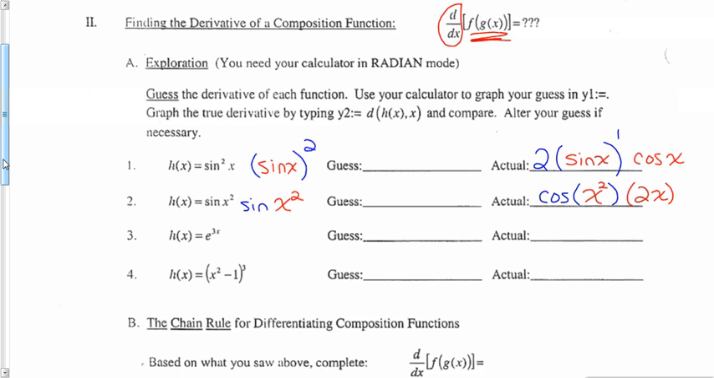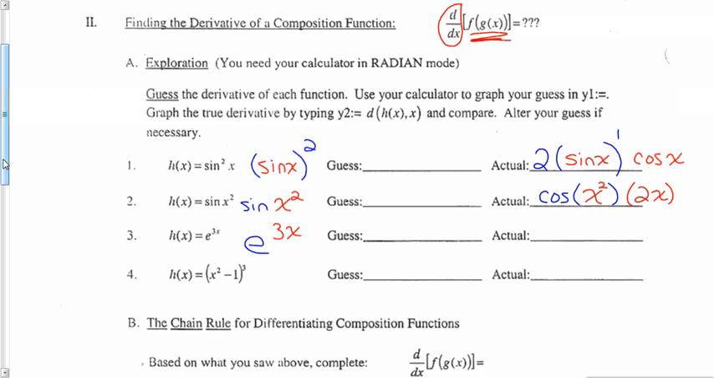And number 3, e raised to the 3x. The inside is the first thing I do to the x, which is multiply by 3. The outside is, then I take that number and I take e raised to that number. So I start with the derivative of the outside. And this one, we haven't talked about this yet, so we're not going to do this derivative. We're going to do that one next class. So number 3, we're going to do next class.